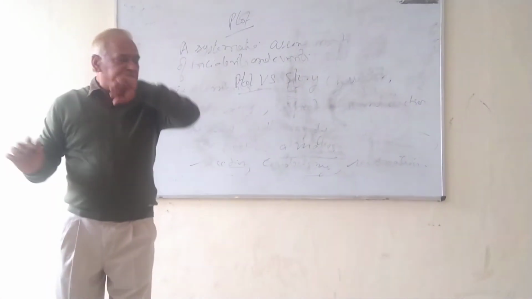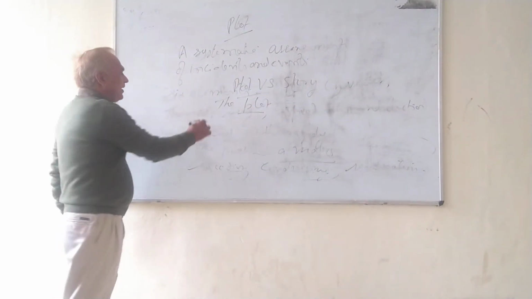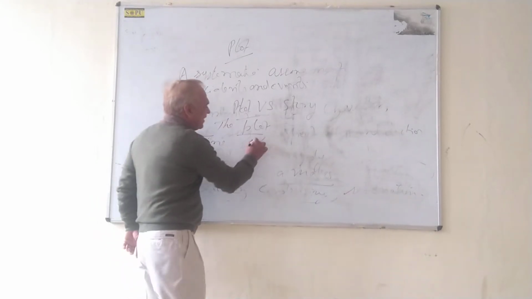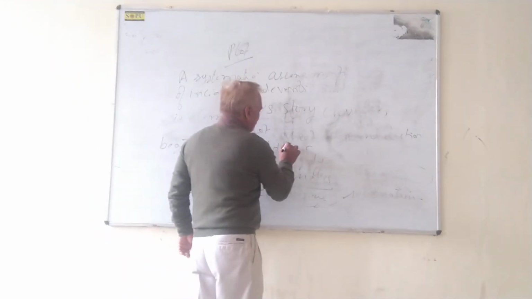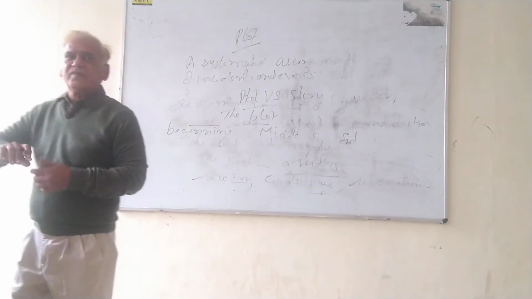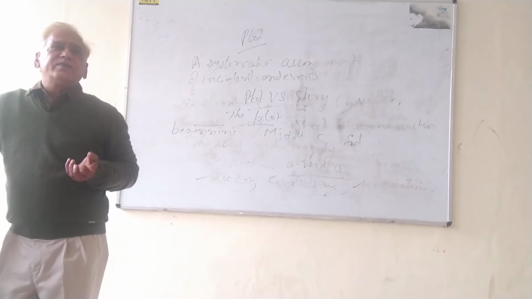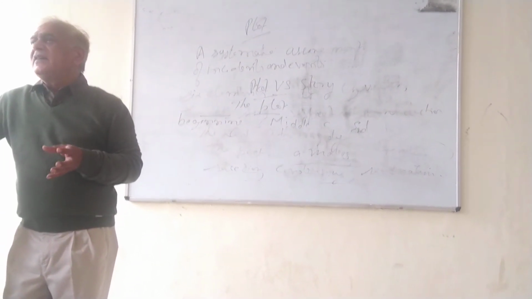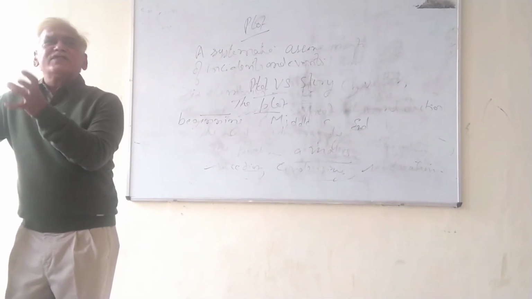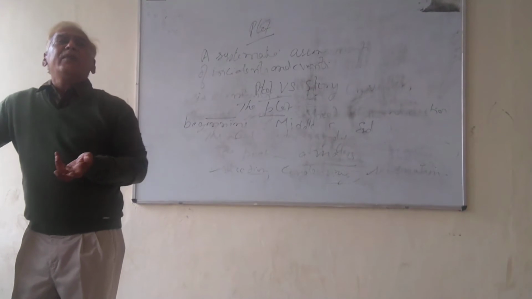And now the plot has a beginning, middle and end. The plot has a beginning, middle and end. The beginning has consequences, the middle has both causes and consequences, and the end is the result of the consequences of the middle and the beginning.